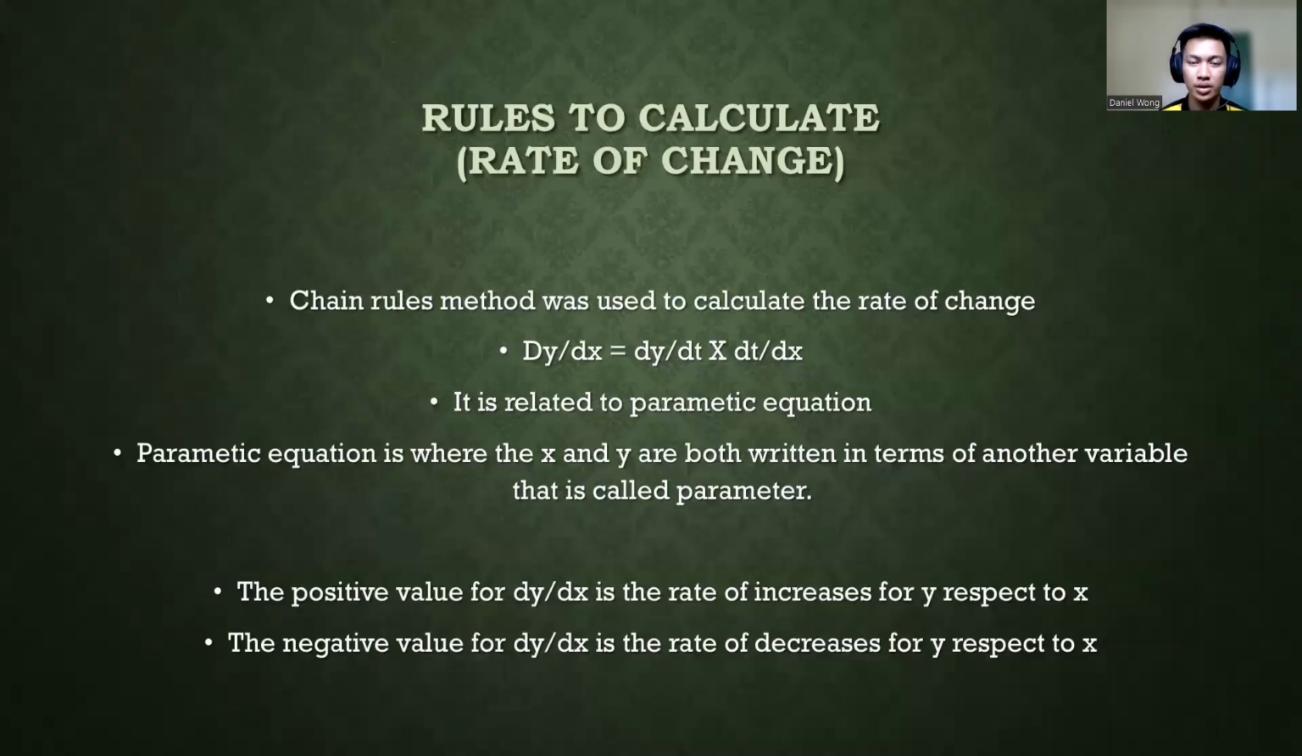Rules to calculate rate of change. The chain rule method was used to calculate the rate of change: dy/dx equals dy/dt times dt/dx. It is related to parametric equations. A parametric equation is where x and y are both written in terms of another variable called a parameter. The positive value for dy/dx is the rate of increase of y with respect to x. The negative value for dy/dx is the rate of decrease of y with respect to x.